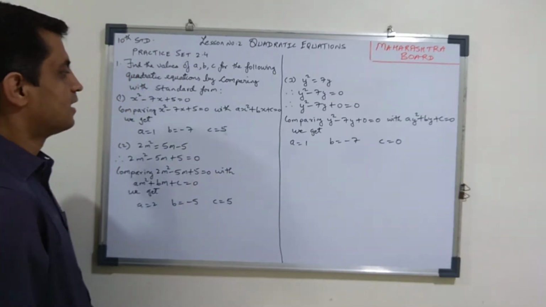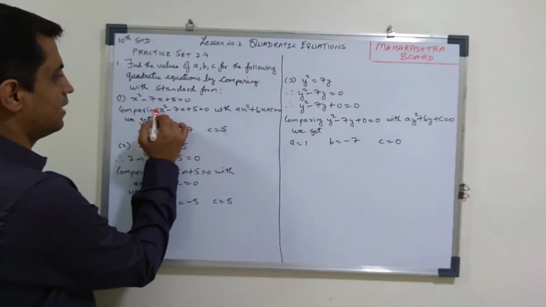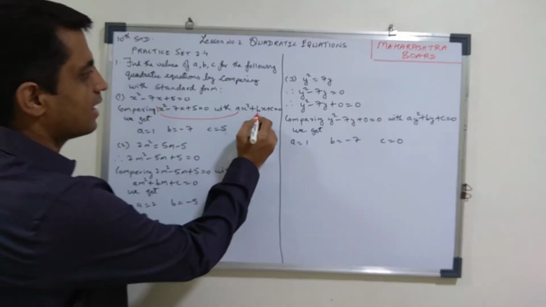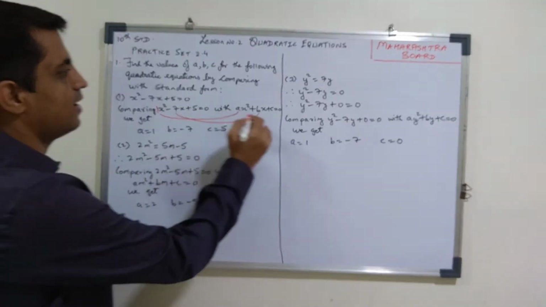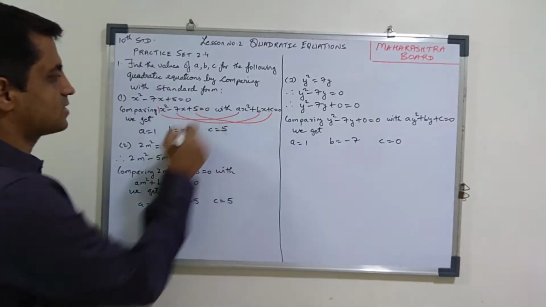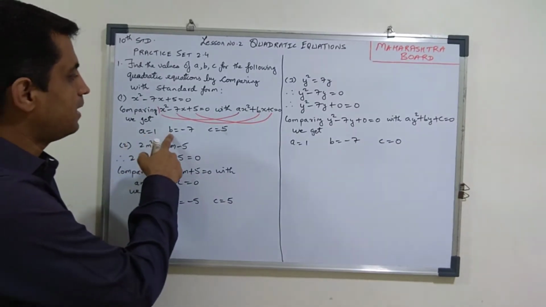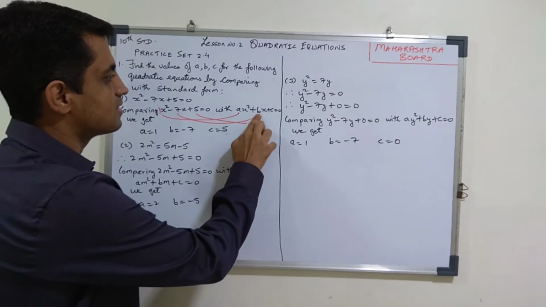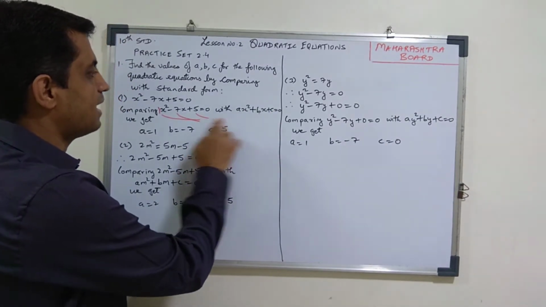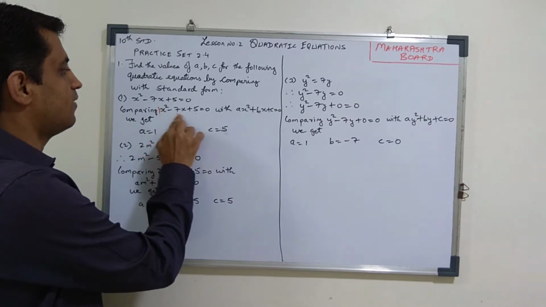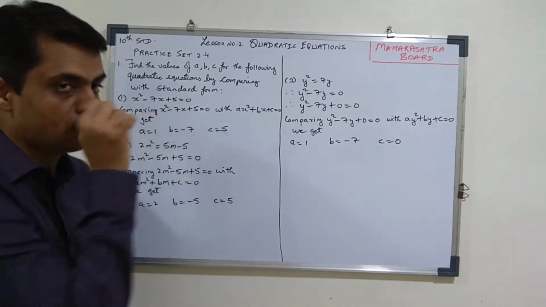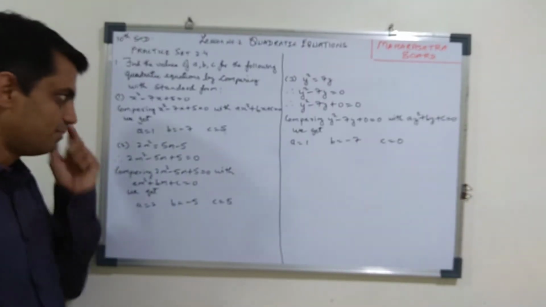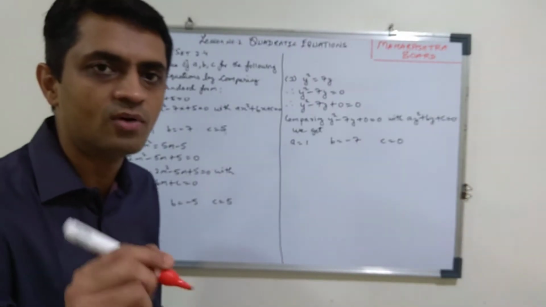So we get the value of a as 1, nothing is there means 1 is there. We get the value of b as minus 7, and we get the value of c as 5. So a is 1, b is minus 7, and c is 5. Remember, you have to write with the sign. Don't avoid writing the sign, because signs are also very important. So don't forget to write the sign. So that is the answer. a is equal to 1, b is equal to minus 7, and c is equal to 5.